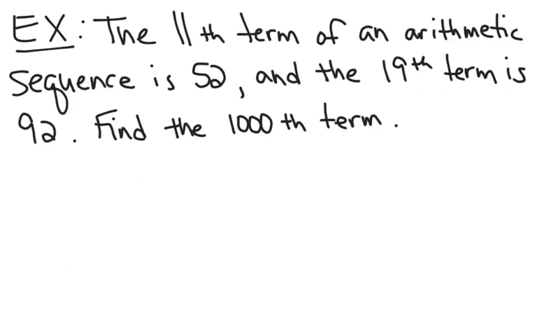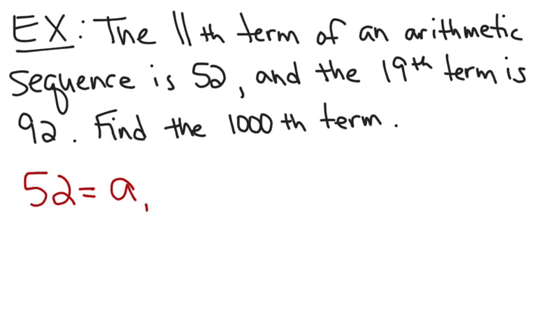The 11th term of an arithmetic sequence is 52, and the 19th term is 92. Find the 1,000th term. Well, in order to find the 1,000th term, it'd be great if I knew what the first term of the sequence was and the common difference. Right now, I don't know that. I just know that the 11th term is 52.